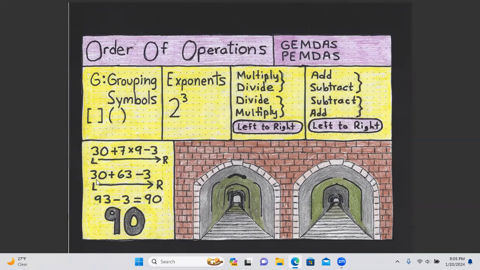And so let's go ahead and add, because addition, in this case, is coming before subtraction because we're going from left to right. And so what do we have here? We have 30 plus 63 minus 3. And what does that come up to? 93 minus 3 equals 90. And this is our first example of the order of operations.